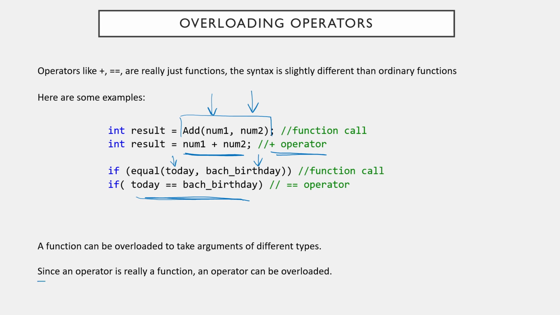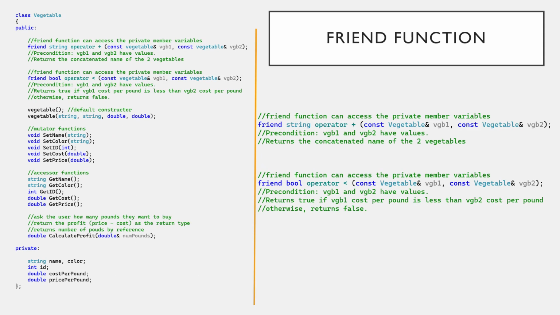Since an operator is really a function, operators can be overloaded. You just have to use the right syntax. Here's another example. This is with class vegetable. So there's two overloaded functions.